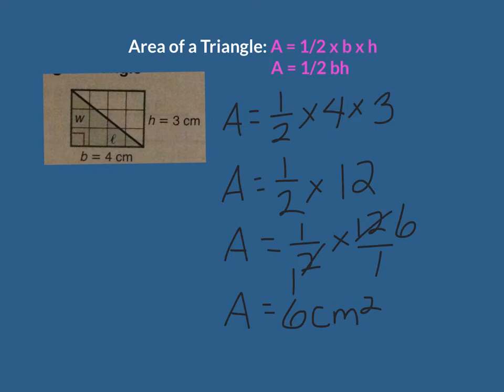It's also important to note that any side of the triangle can serve as the base. So you can use any side of these as the base. But the height is the length of the perpendicular segment from the base to the opposite vertex. So if we use this as the base, this would be the height.